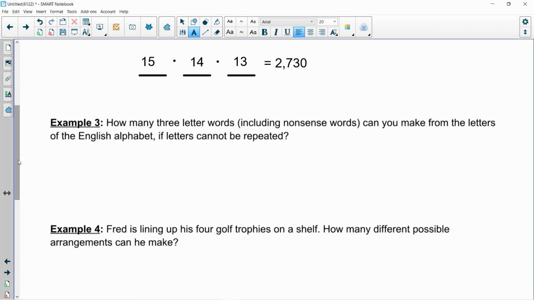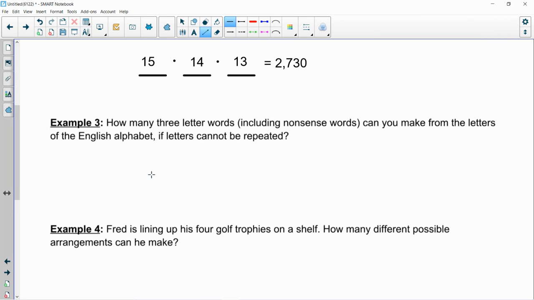How many 3-letter words? And I also put in there, including nonsense words. So I'm not talking about words in the dictionary. I'm really just talking about putting 3 letters together. So QXZ would represent a word. Okay, so how many 3-letter words can you make from the letters of the English alphabet if letters cannot be repeated?